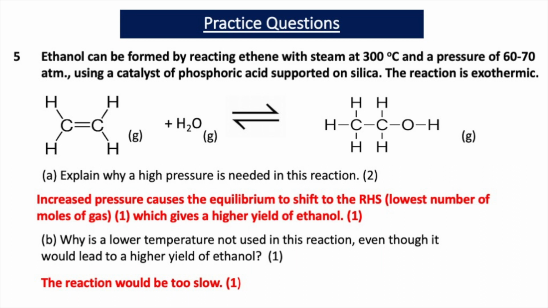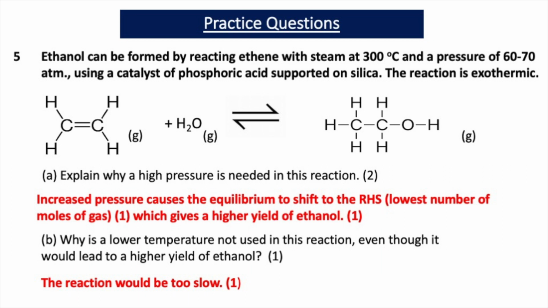Now the reaction is reversible. So if you increase the pressure, the equilibrium shifts to the side of lowest number of moles of gas. Now there's 2 moles of gas on the left and 1 mole of gas on the right. So increasing the pressure causes the equilibrium to shift to the right hand side, the side of lowest number of moles of gas, and this gives a higher yield of ethanol. So there's 1 mark if you say that the equilibrium shifts to the right, the side of lowest number of moles of gas, and there's 1 mark if you said this would give a higher yield of ethanol.